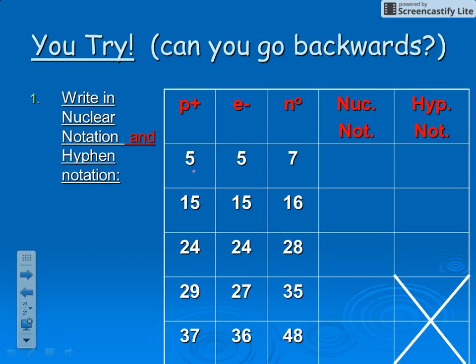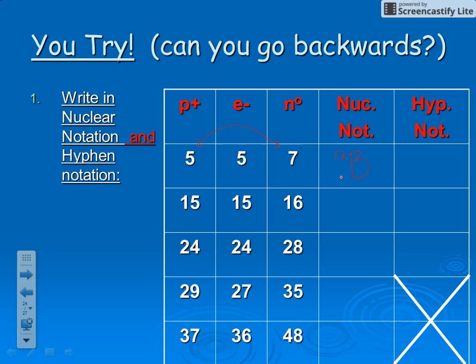Okay, since your protons define your atom, you look at your periodic table, find element number 5, and that lets you know this is boron. So you're going to put your symbol for the nuclear notation, and then remember up top is where your mass number goes. So your mass number is the sum of your protons and your neutrons. So you add the protons to the neutrons, 5 plus 7, and that's going to give you 12.